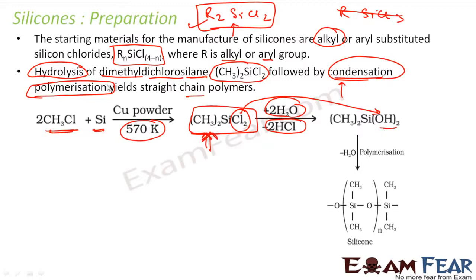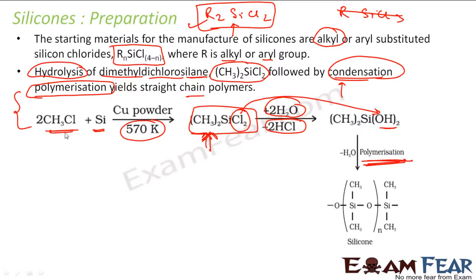Once I got this, I am doing a condensation polymerization. So if you see, I am doing a condensation polymerization and I get this. So this is the process of getting silicones. Silicones, as I told, has to be in this form, R2SiO in a chain group, multiple of this has to be there with some R here. Correct? So to get this, the starting material is my aryl or alkyl silicon chlorides, right?